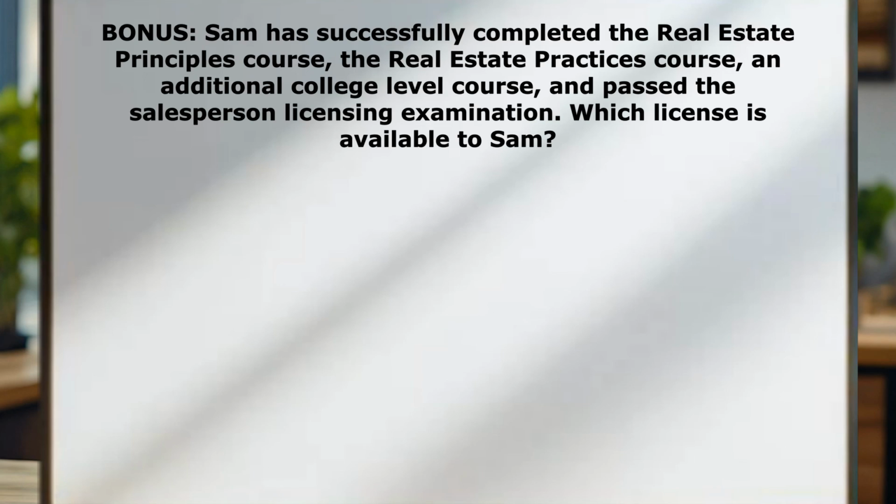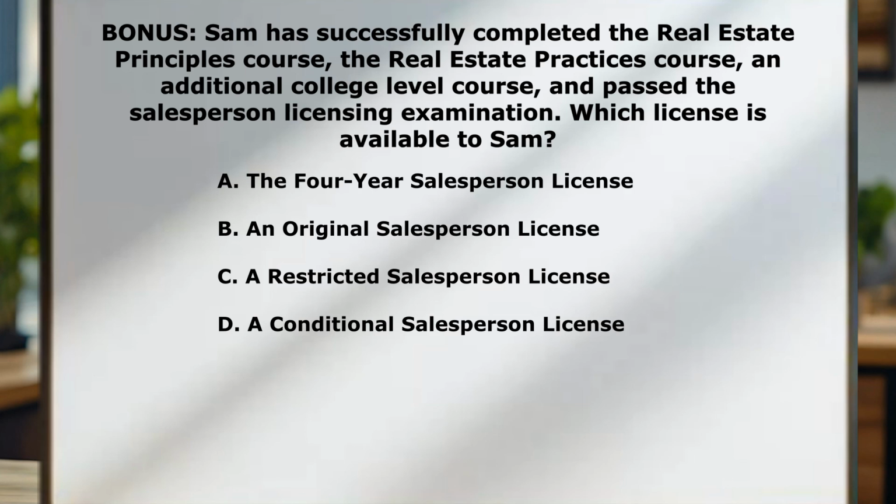It's your lucky day. We got an extra question for you. So this is actually 11 questions. We got a bonus question for you here so you can maximize your studying. Bonus question number 11. Sam has successfully completed the Real Estate Principles course, the Real Estate Practices course, and an additional college level course, and passed the salesperson licensing examination. Which license is available to Sam? A, the 4-year salesperson license. B, an original salesperson license. C, a restricted salesperson license. And D, a conditional salesperson license.